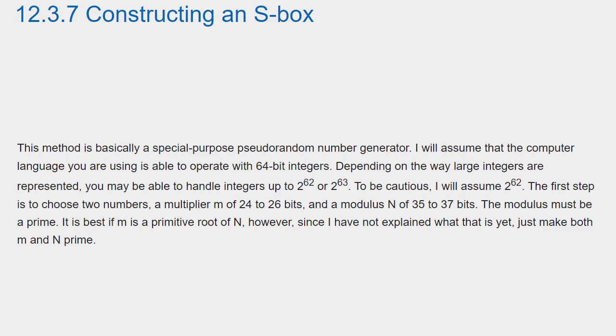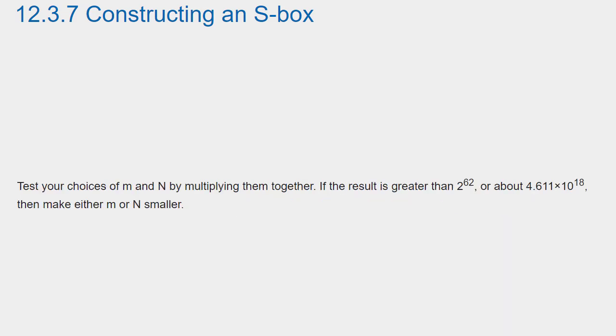The first step is to choose 2 numbers, a multiplier m of 24 to 26 bits and a modulus n of 35 to 37 bits. The modulus must be a prime. It is best if m is a primitive root of n. However, since I have not explained what that is yet, just make both m and n prime. Test your choices of m and n by multiplying them together. If the result is greater than 2 to the power 62, or about 4.611 times 10 to the power 18, then make either m or n smaller.